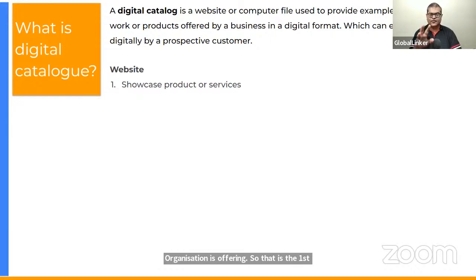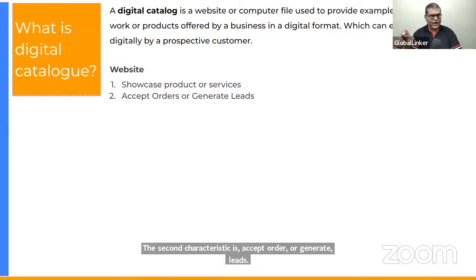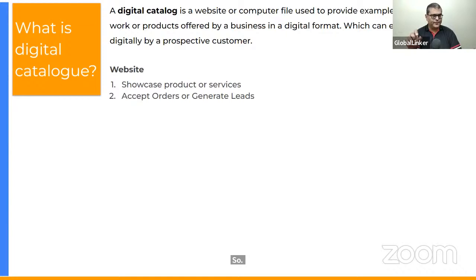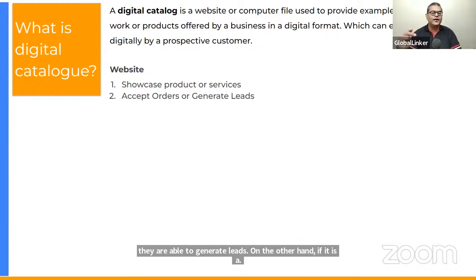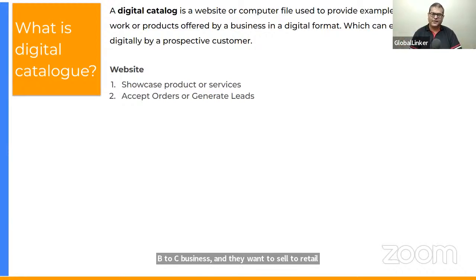The second characteristic is accept order or generate leads. So that website can accept orders or generate leads. What does that mean? Generate leads is typically used by B2B businesses wherein it is not possible for them to receive an order. They are more interested in generating inquiries, generating leads. On the other hand, if it is a B2C business and they want to sell to retail customers, they are able to receive orders. And then we have the third characteristic.